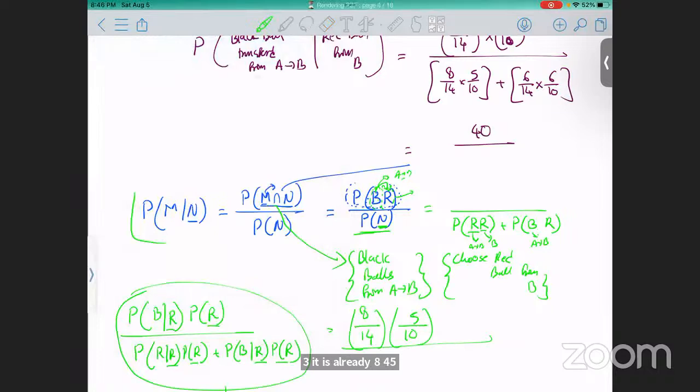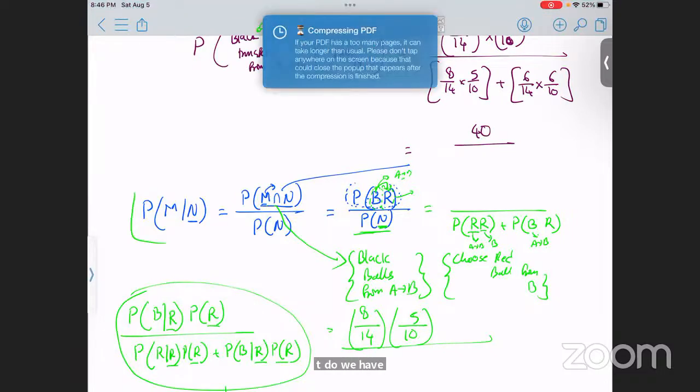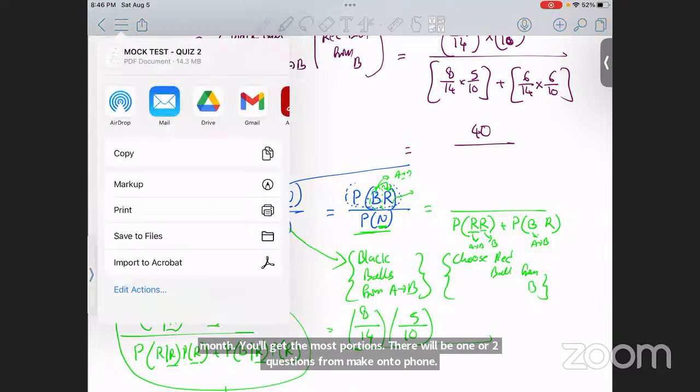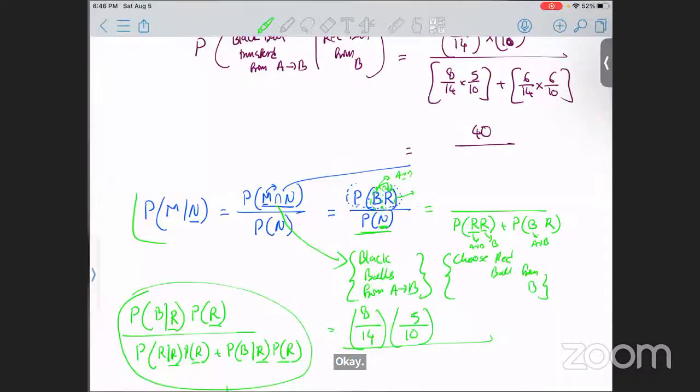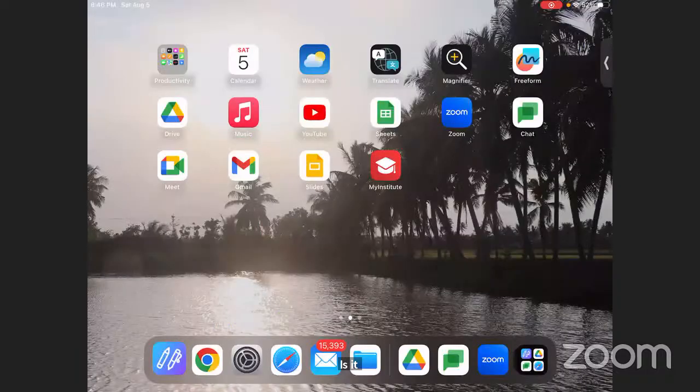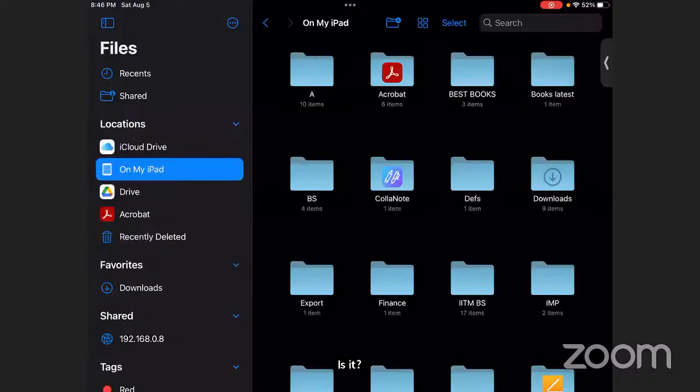Sir, for tomorrow's quiz, what do we have to revise now? Most probably from week 4. After week 4, you'll get the most questions. There will be 1 or 2 questions from week 1 to 4. Okay, sir. So the videos, practice assignment, graded assignment, mock, those will be sufficient, sir? Those will be sufficient. If you need the PDF, just wait for 2 minutes. I'll send it just now.